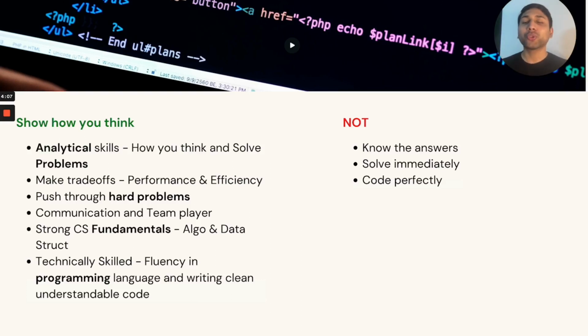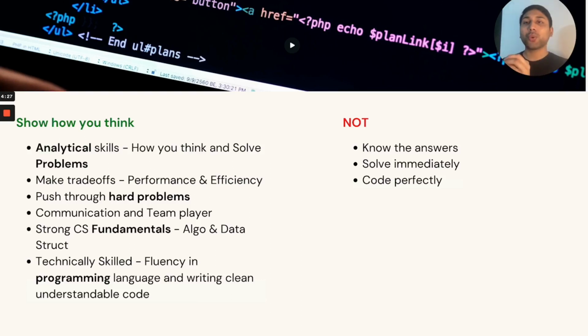It's not to see whether you can solve them immediately or not, and that too with efficient methods, especially the harder problems that come towards the end. And it's not to see whether you can code perfectly or not. Again, mostly true for freshers.